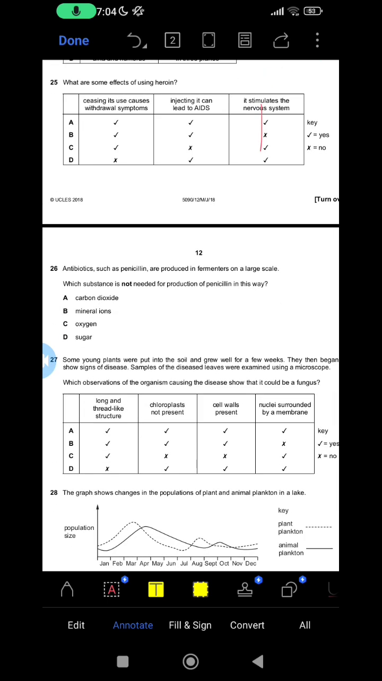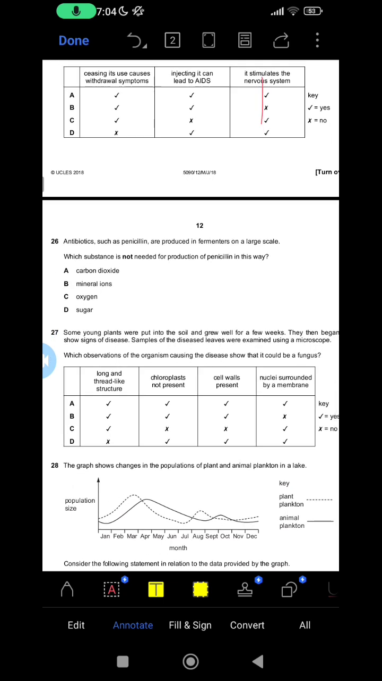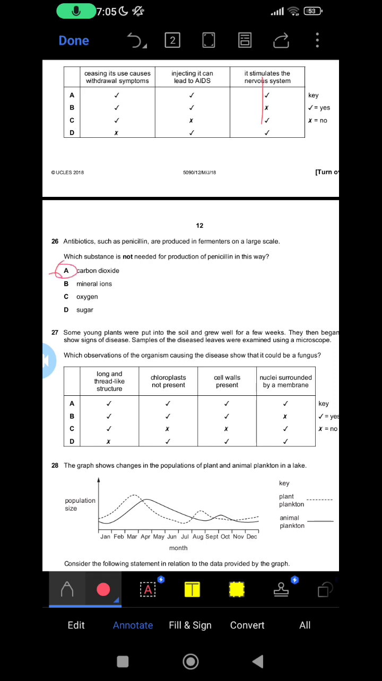Antibiotics such as penicillin are produced in fermenters on a large scale. Which substance is not needed for production of penicillin in this way? Now we need mineral ions so that the penicillin mold may reproduce. We need oxygen for the same reason, and we need sugar as well. But carbon dioxide we don't need. So it is also common sense. So A is the correct answer. We do not need carbon dioxide.